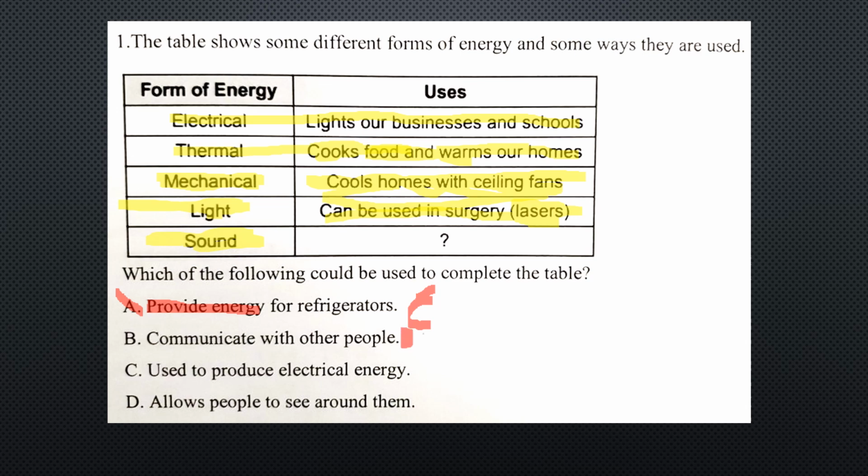C. Used to produce electrical energy. No, in this case, this will not be the answer. Letter D, allows people to see around them. What kind of energy is that? That will be light energy, energy that we can see. So it is not letter D. My answer is letter B, because sound energy does allow us to communicate with other people.